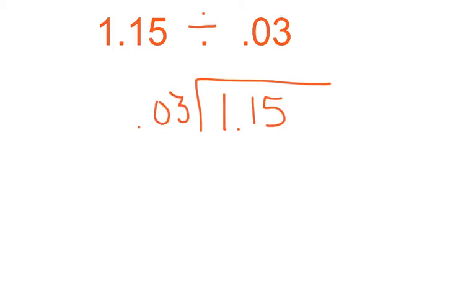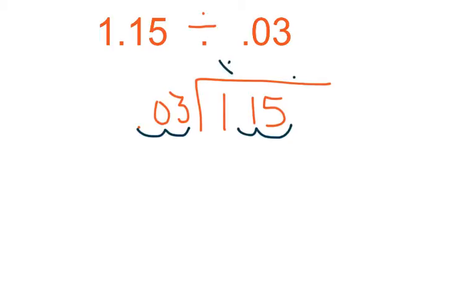Okay, so let's look at this example. We have 1 and 15 hundredths divided by 3 hundredths. Remember, our whole goal is to change this to a whole number. I move this one 2, so I move this one 2, then straight up into my quotient. Now I'm dividing by 3.